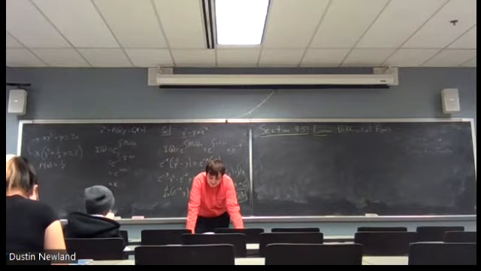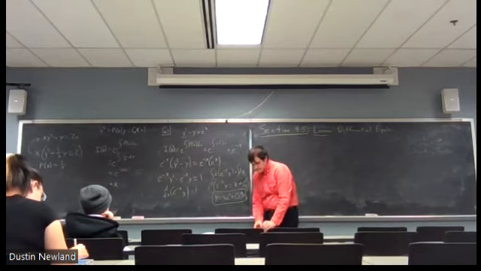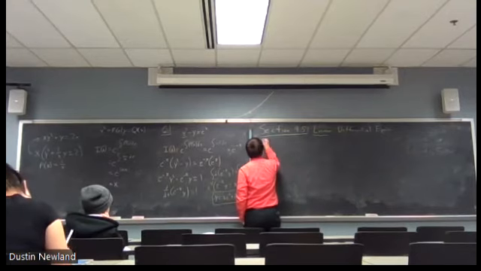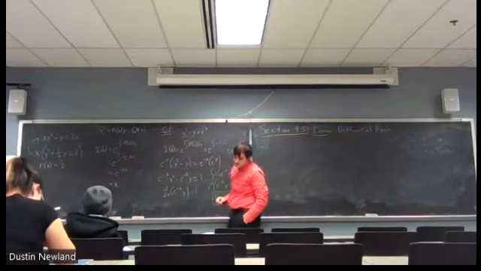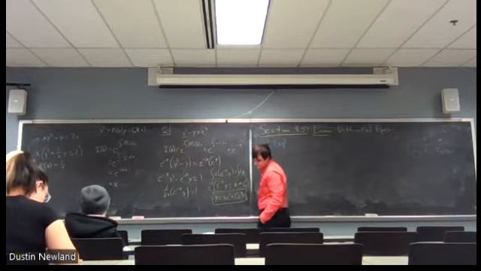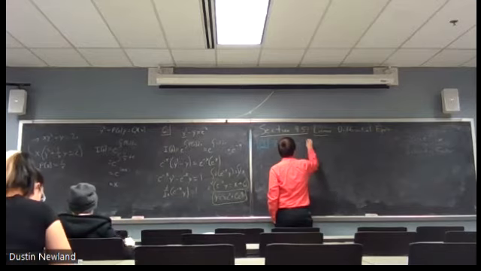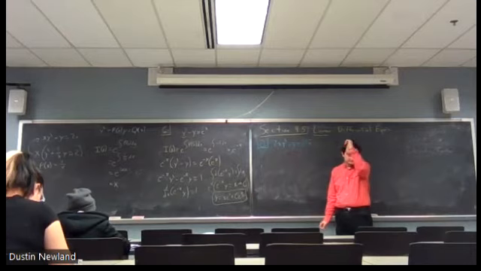Next example, let's see. Okay, this is number 10 in the book. Number 10 is 2x y prime plus y equals the square root of x. Okay, so this is our equation.